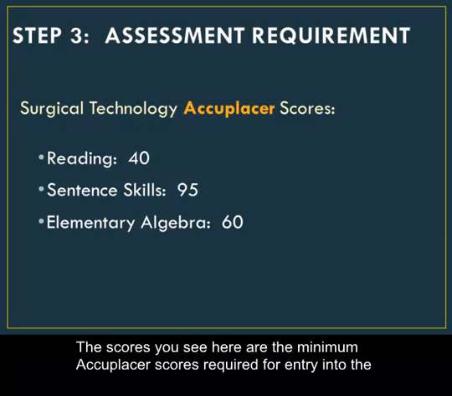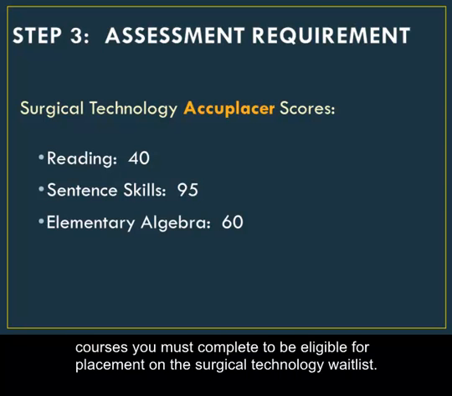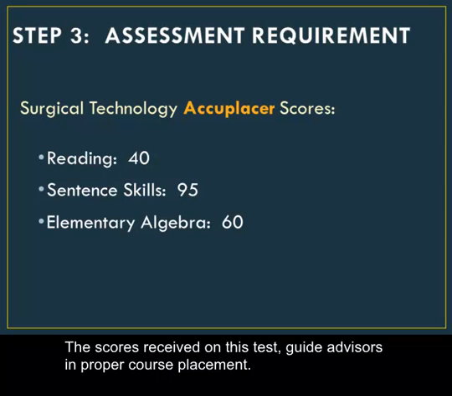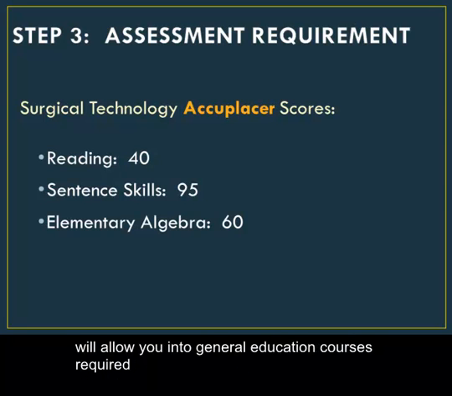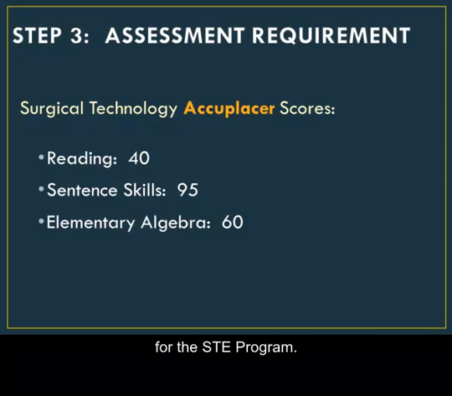The scores you see here are the minimum Accuplacer scores required for entry into the courses you must complete to be eligible for placement on the Surgical Technology waitlist. The scores received on this test guide advisors in proper course placement. If you do not reach the minimum scores listed, we have skill-building courses that, upon their successful completion, will allow you into general education courses required for the STE program.